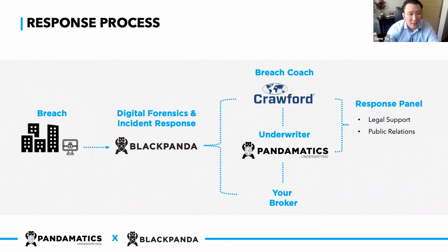Right? So with that, in the more detailed response process, when a breach occurs with the Pandamatics policy, Blackpanda are the guys that you call. This is slightly different from other insurance policies that Blackpanda has partnered with, like AIG and so on, where the call first goes to a breach coach or a law firm. This matters on this side just because from Blackpanda's perspective, we want to get in as soon as possible.